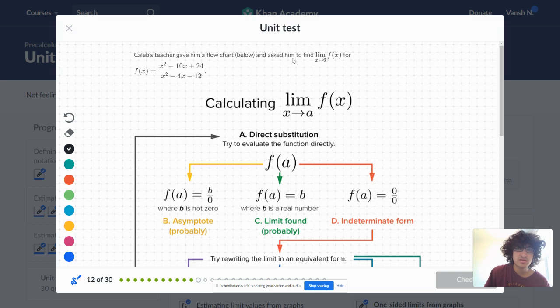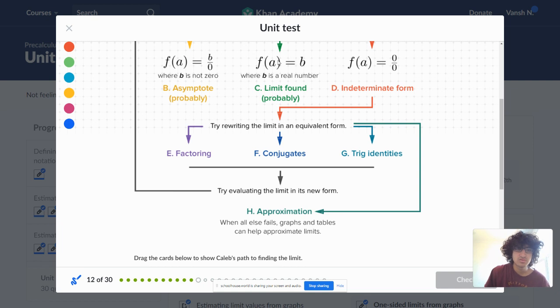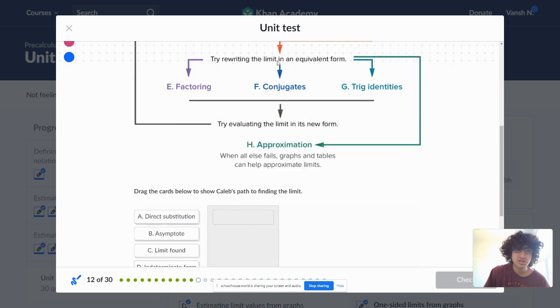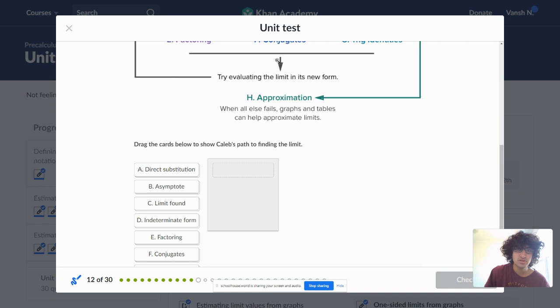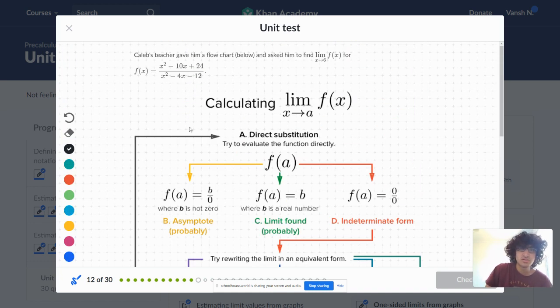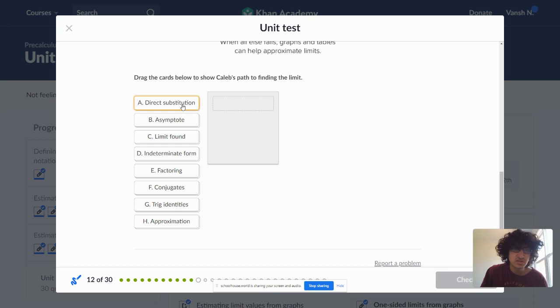Flow chart: Caleb is asked to find the limit as x approaches 6. Drag the cards below to show Caleb's path to finding the limit. Let's just try it. Direct substitution probably won't work, but let's try. 6 squared minus 10 times 6 plus 24 gives me 0, and then 6 squared minus 4 times 6 minus 12 also gives 0. So when you do direct substitution, you get 0 over 0. So let's put direct substitution first.